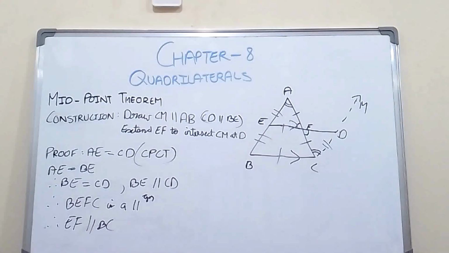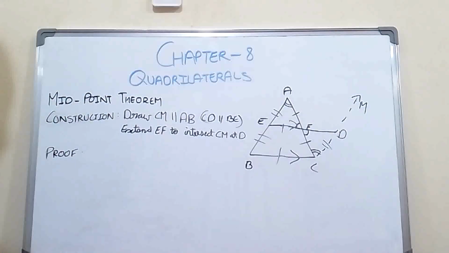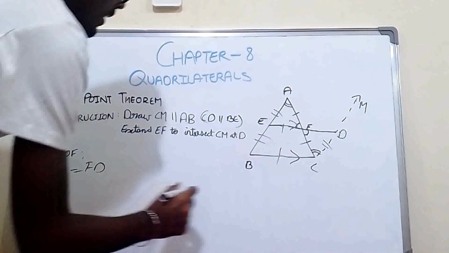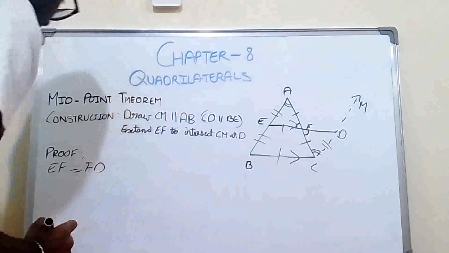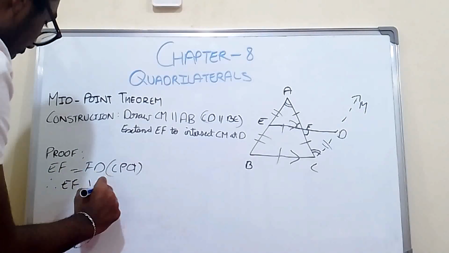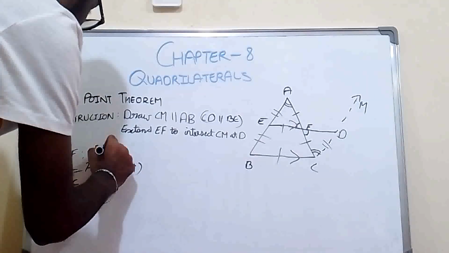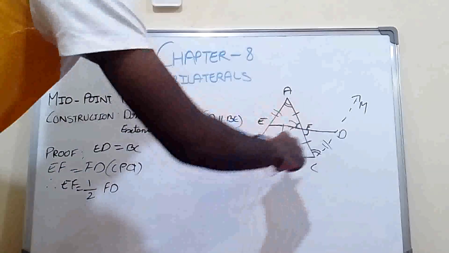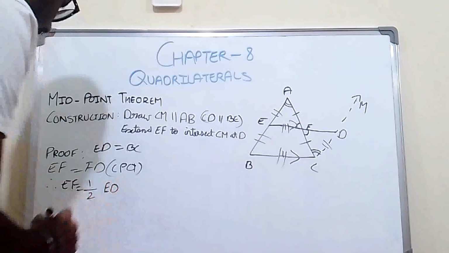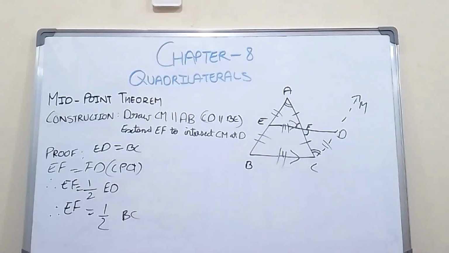Now let's go to the next part of showing how EF is half of BC. You remember the congruency. As these two triangles are congruent, EF is equal to FD because of CPCT. Therefore, EF is half of ED, and we had already seen that ED is equal to BC because it is a parallelogram. So these two sides are equal. And if EF is half of ED, then EF is also half of BC. Therefore, we have proved the midpoint theorem.